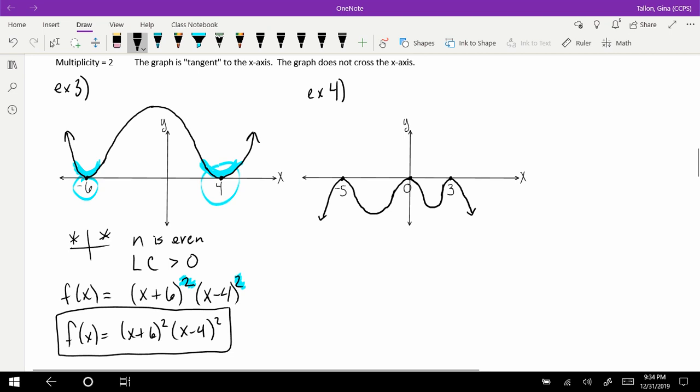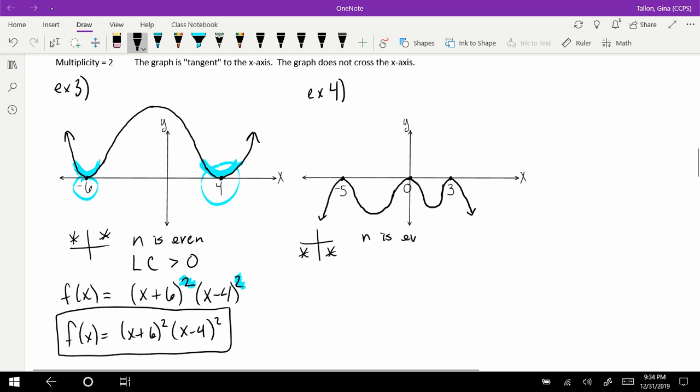Example 4. This function is a little bit different than example 3 because instead of starting high and ending high, we are starting low and ending low. So there's some similarities. At least we have the same end behavior, even though instead of high, high, it's low, low. That tells me still that n is even.